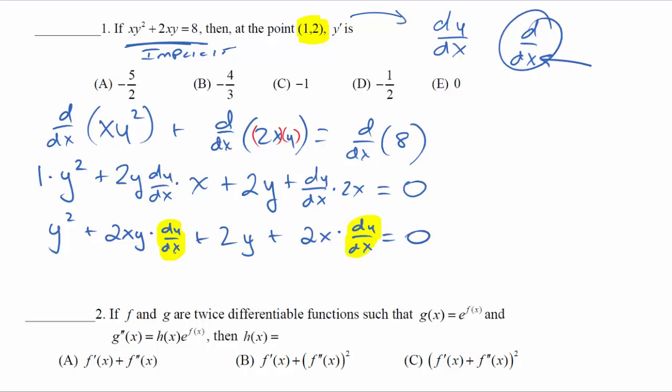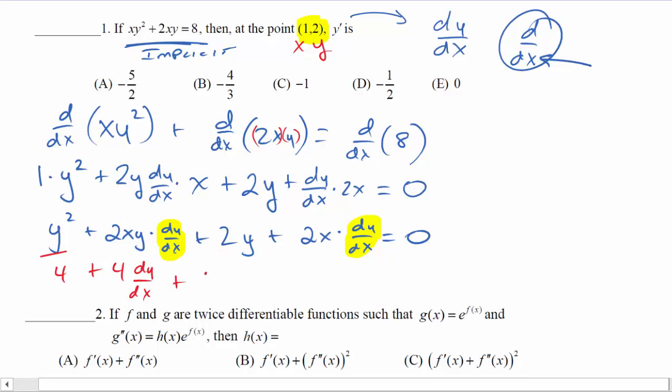So x is 1, y is 2. So 2 squared is going to be 4. 2 times 1 times 2 is going to be plus 4 dy dx. 2 times y is 4 also. Plus 2 times x is 1, or 2 times 1 is 2, and that's 2 times dy dx equals 0.